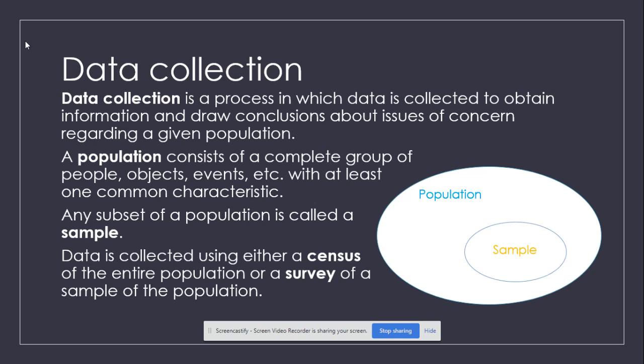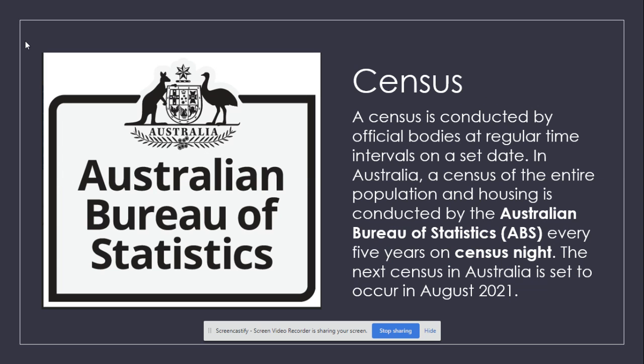Data is collected either using a census of the entire population. So a census is something that the government does, and every single person has to do it on the same night. Okay, so you can remember that that's everybody. A survey is a sample of the population, so only some of the people. Okay, that's the difference. So a census is conducted by official bodies at regular time intervals on a set date.